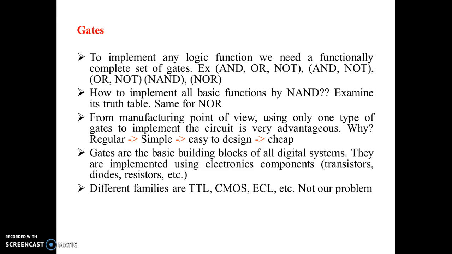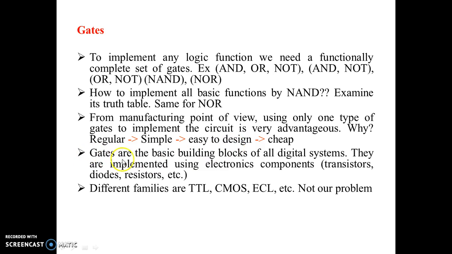The Boolean expressions can be solved with the help of logical gates. There are many types of gates available. The main basic gate types are AND, OR, NOT, and the next gate types are NAND and NOR. By using these gates only we solve the Boolean expressions, that means the logical conditions. From a manufacturing point of view, only one type of gate is easily used to implement the circuit. With the help of that gate type only we can implement the entire circuits.